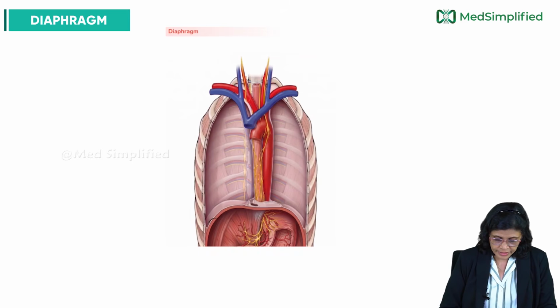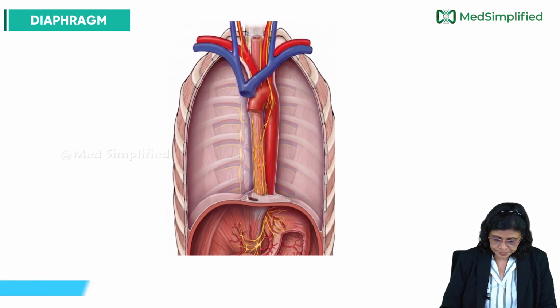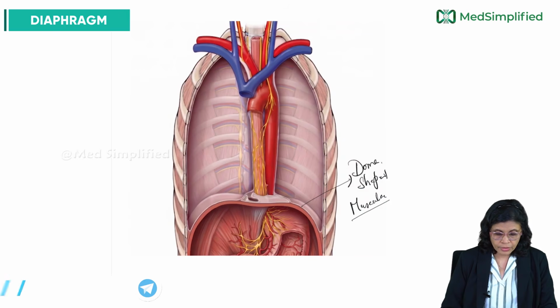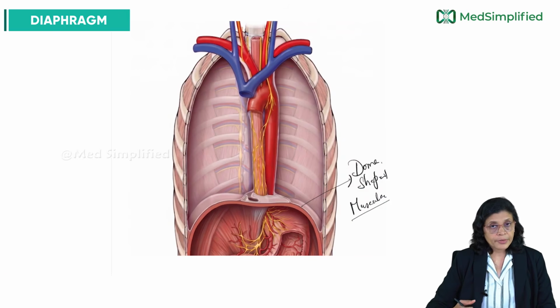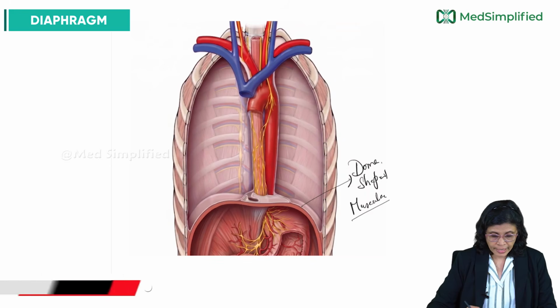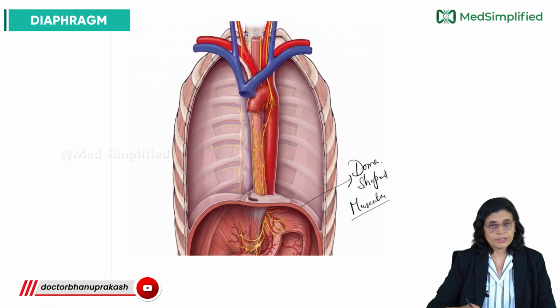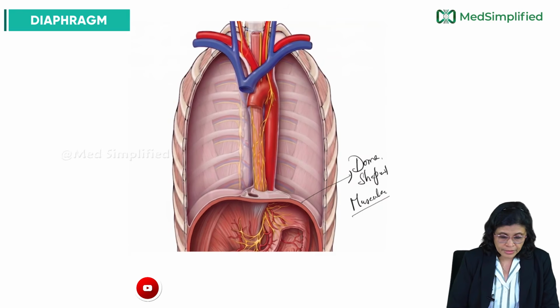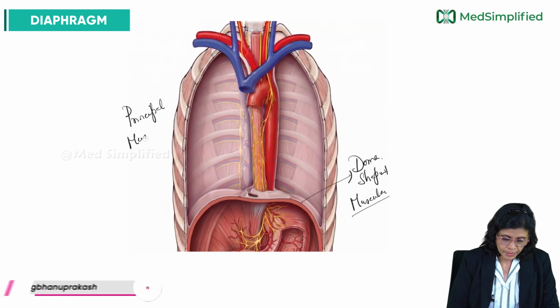Here we see a large dome-shaped, muscular structure which closes the thoracic outlet. It separates the thoracic cavity from the abdominal cavity. It is also called the abdominal diaphragm or thoraco-abdominal diaphragm. This diaphragm is the principal muscle of respiration.